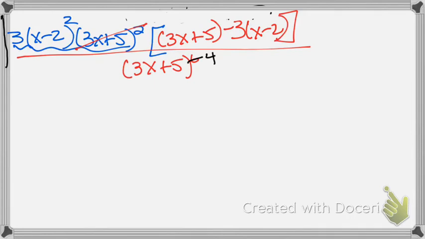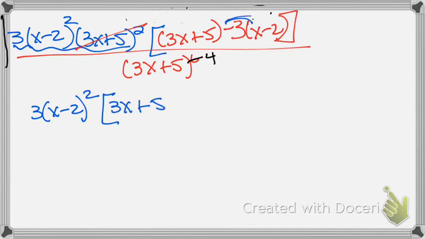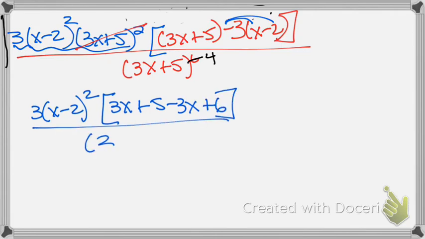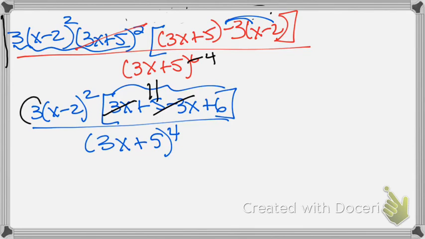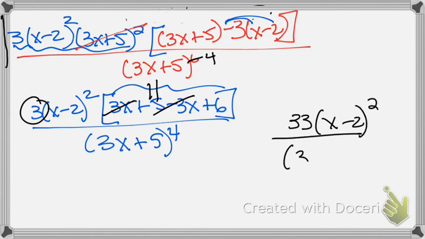So everything in blue is going to stay the same. Inside the brackets or parentheses, I have a 3x plus 5. Distribute my negative 3, I get negative 3x and plus 6. Denominator stays the same. Okay, add like terms. The 3x and the negative 3x goes away, which means that whole group just turns into a positive 11. And if that's an 11 and this is a 3, those guys can be multiplied together. So I have 33(x - 2)^2 all over (3x + 5)^4.